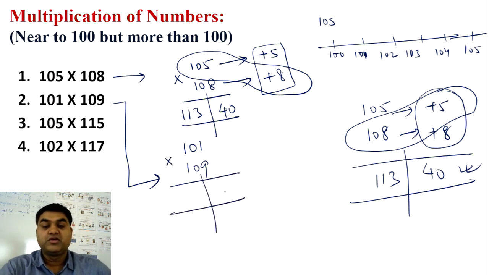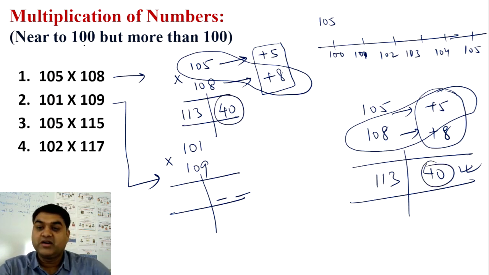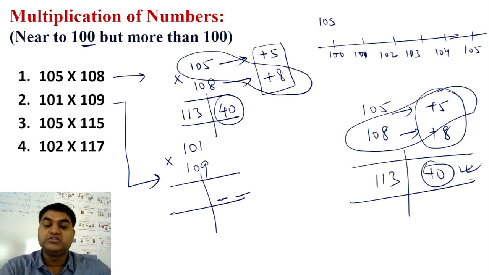101, 109. Dear friends, on the right hand side, you will always have two digits of the number. The first part on the right hand side has to be a two digit number. Why? Because 100 has two zeros. When the numbers are closer to 100, we have to remember that on the right hand side, two digits of the number will be there.